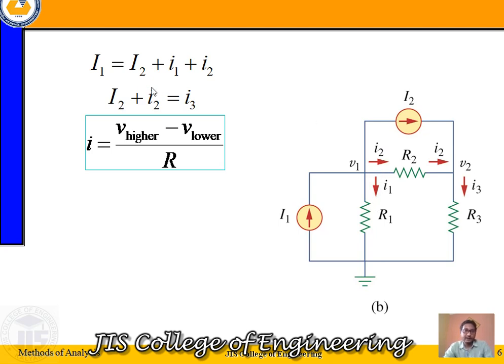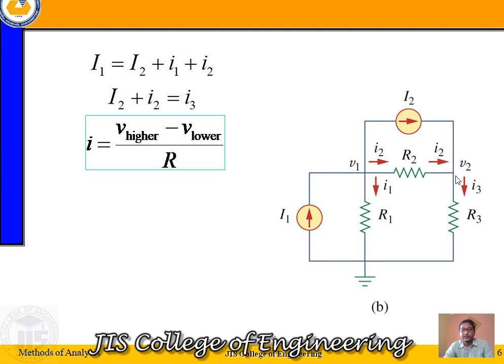That is written over here, that I1 is equal to capital I2 plus small I1 plus small I2. Similarly, for this node, node 2, where the voltage is V2, the incoming current is only capital I2 and small I2. Capital I2 and small I2 are the incoming currents, and the outgoing current is small I3.